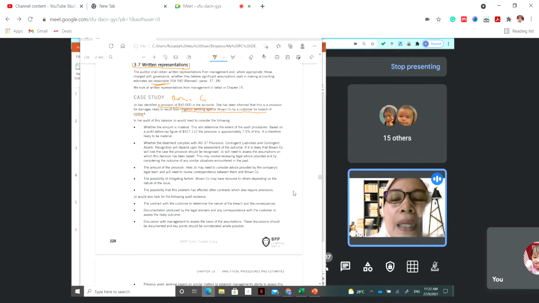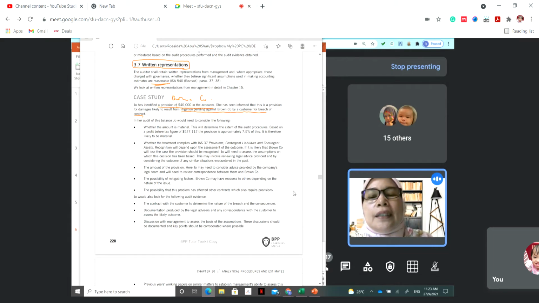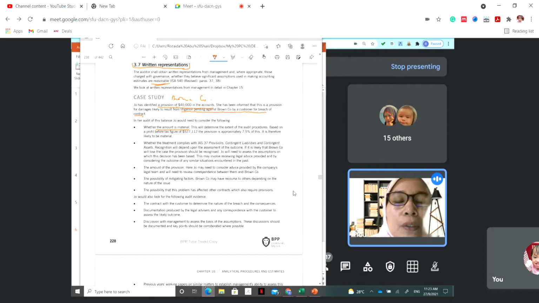Pending litigation means that the case is not yet settled. So the auditor Joe Price identifies the provision of 40,000 in the account. What should Joe Price do? In the audit of this balance, Joe would need to consider the following. Whether the amount is material. So you have to ask whether this 40,000 under provision for litigation against Brown is material or not, by comparing it.